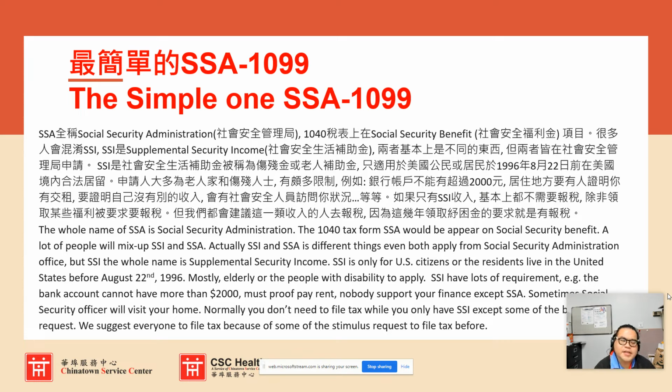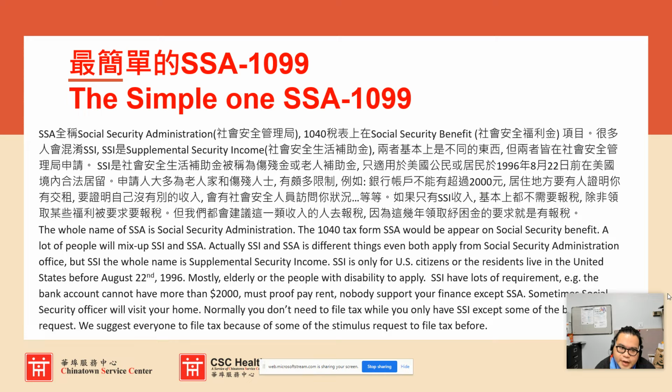So how to get SSI? Really simple. For SSI, you need to be a US citizen or a resident alien before August 22nd, 1996.